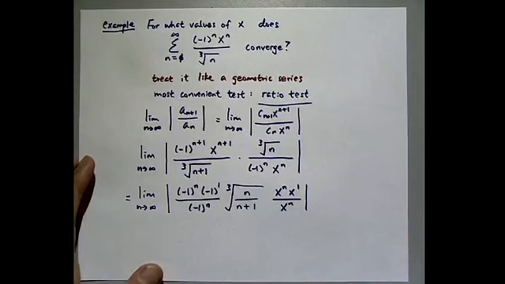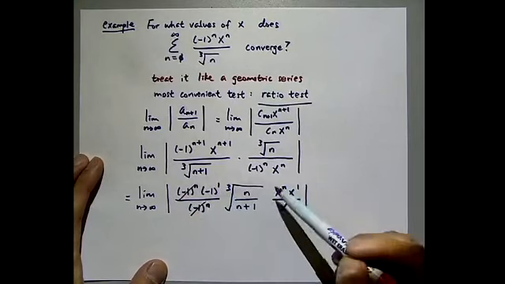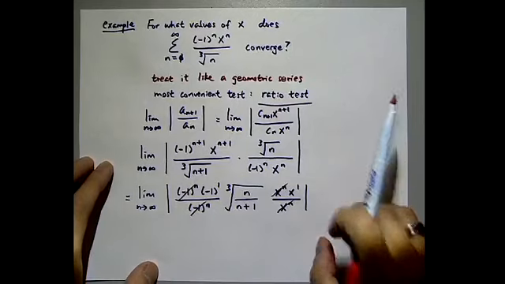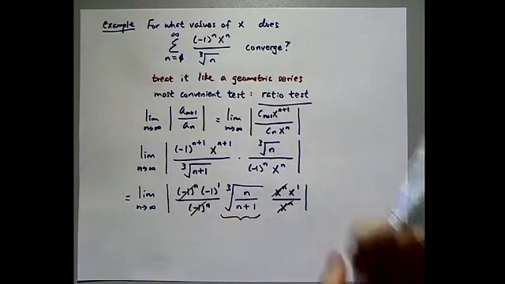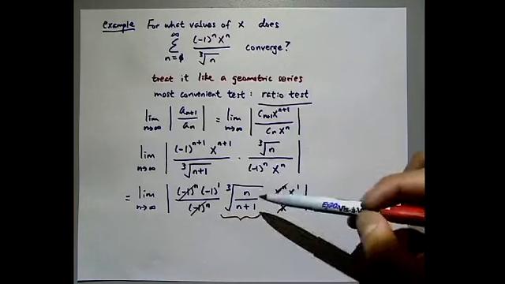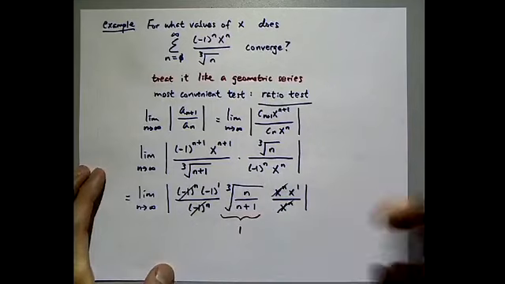And there should be a bunch of things you could cancel. (-1)^n goes away with that. x^n, x^n. And what does this do when n goes to infinity? This becomes 1, right? Because the stuff under the cube root is about 1, so therefore this is 1.